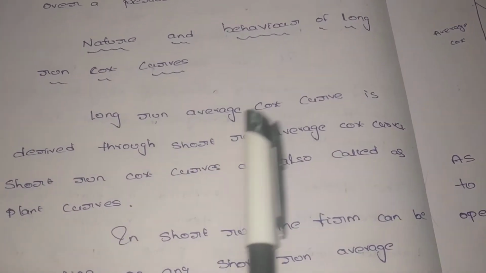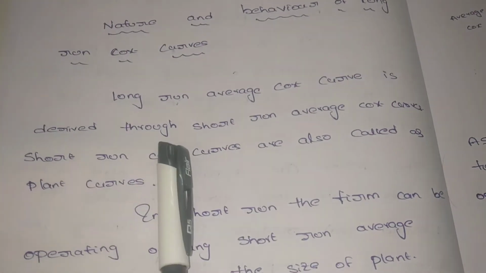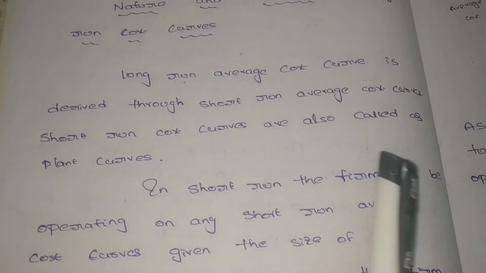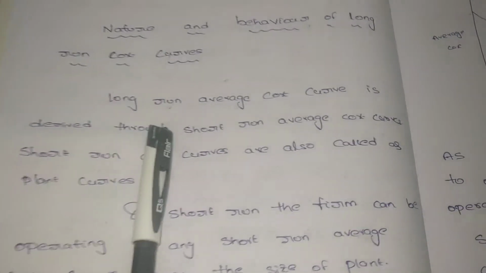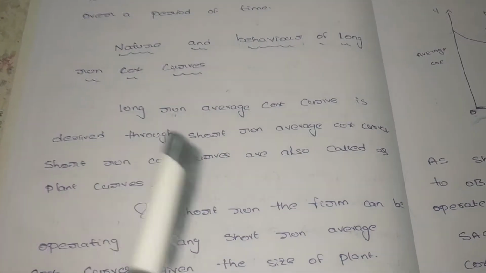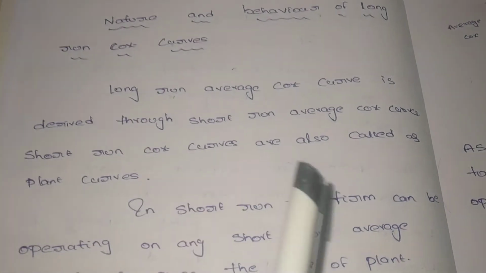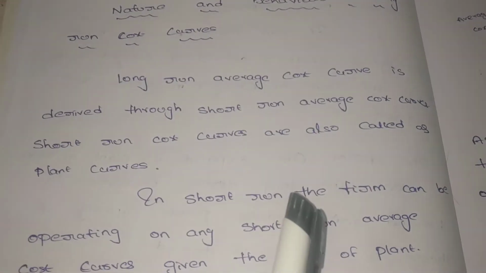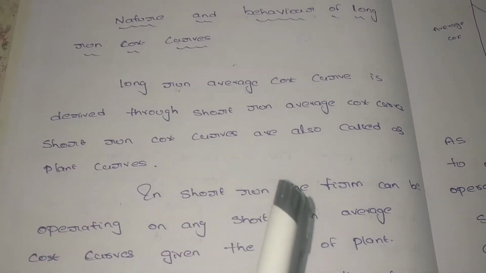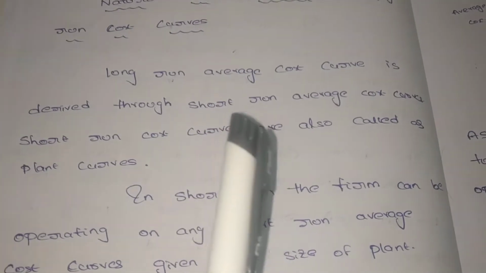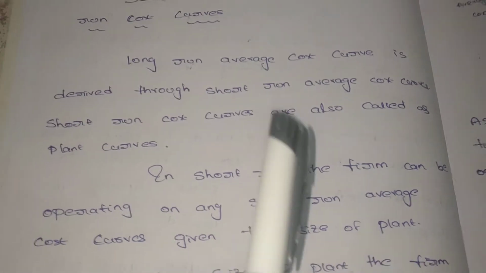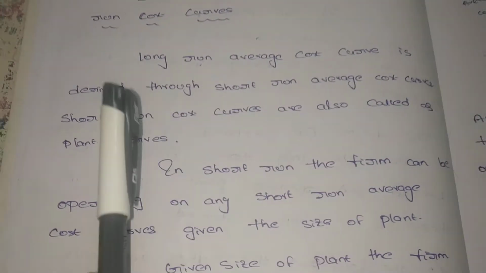Long run average cost curve is derived through short run average cost curves. Short run cost curves are also called plant curves. The long run average cost curve is derived from the short run average cost curve only. First, any person who wants to start a business organization has to compute the short run cost curve, then only can he analyze the long run cost curve. So the base here is the short run cost curve only.